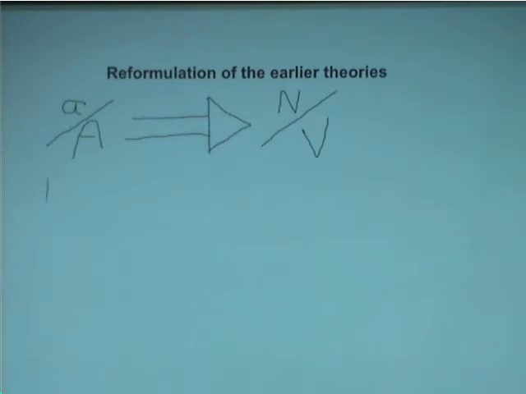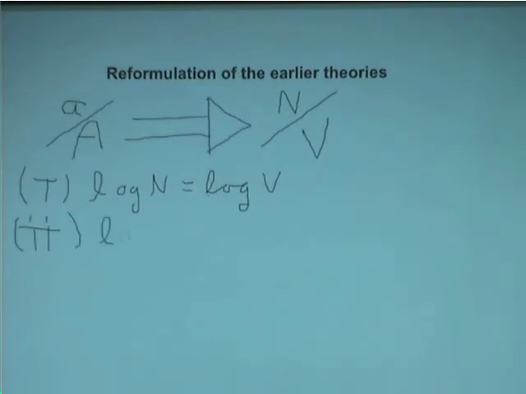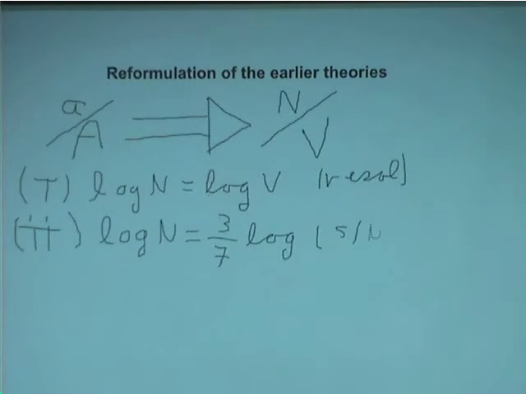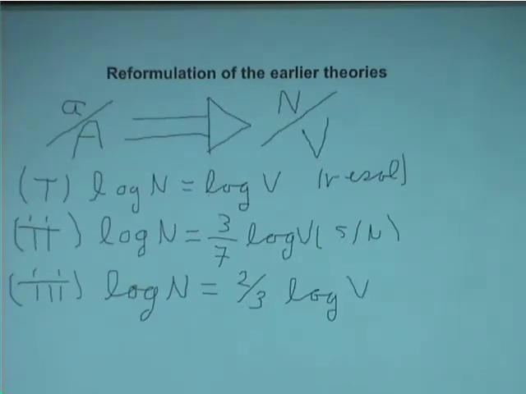with three theories. The best resolution theory says that the log of N is equal to the log of V plus a constant. V is the volume of the tectum. N is the number of cells in the tectum. The second alternative is that the log of N is equal to 3/7 times the log of V. This is best signal to noise. And the third one is log of N equal to 2/3 log of V. And this is the mixed one.